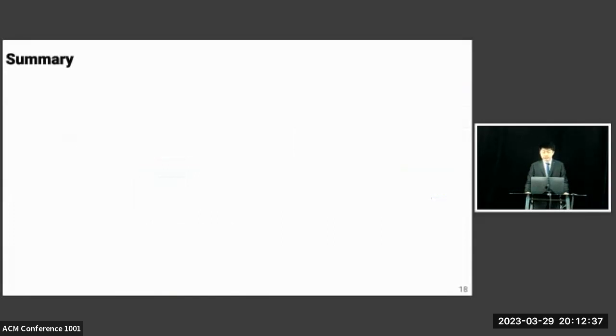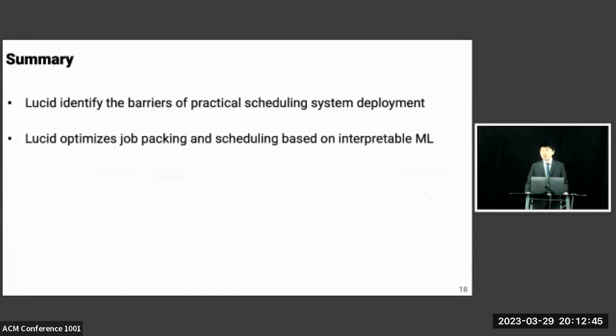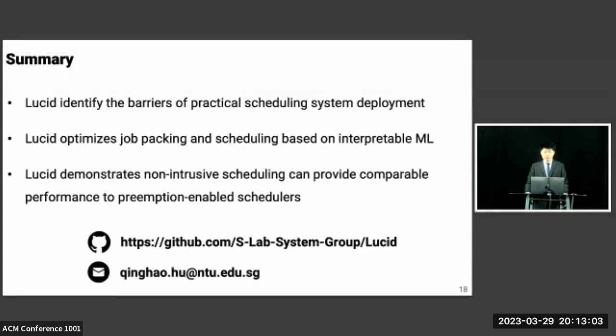As a summary, first, Lucid identified the barriers to practical scheduling system deployment. To address this issue, Lucid optimized job packing and scheduling based on interpretable models to achieve efficient scheduling. And our experiments demonstrate non-intrusive scheduling can provide comparable performance to preemption-based schedulers. Our code is open source. Please check our GitHub website.